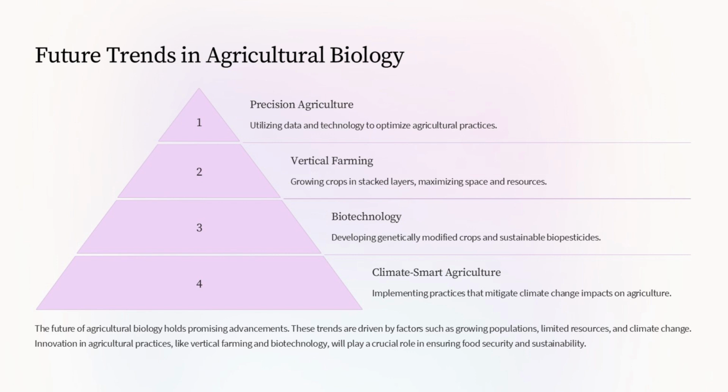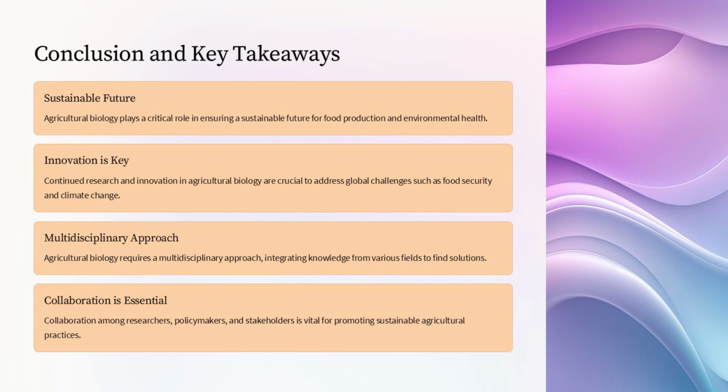Biotechnology advancements, like genetically modified crops and sustainable biopesticides, are enhancing agricultural productivity. Climate-smart agriculture focuses on implementing practices that mitigate the impacts of climate change on food production. These innovations are driven by the need to address growing populations, limited resources, and the challenges of climate change, ensuring food security and sustainability.